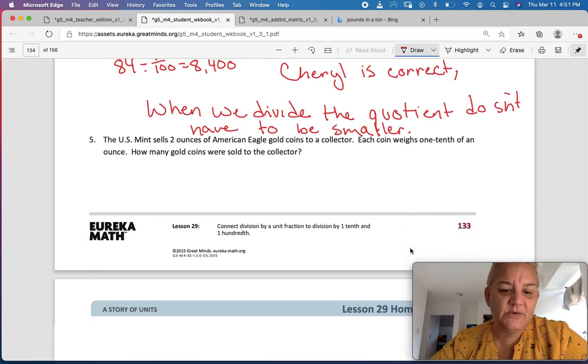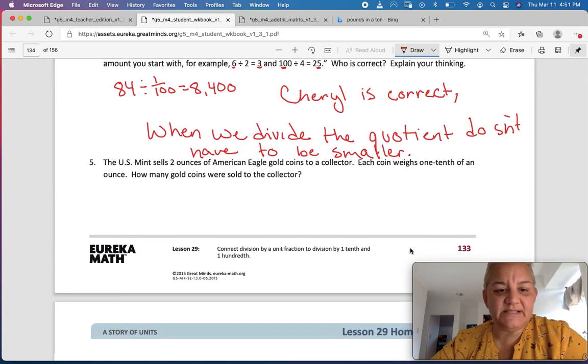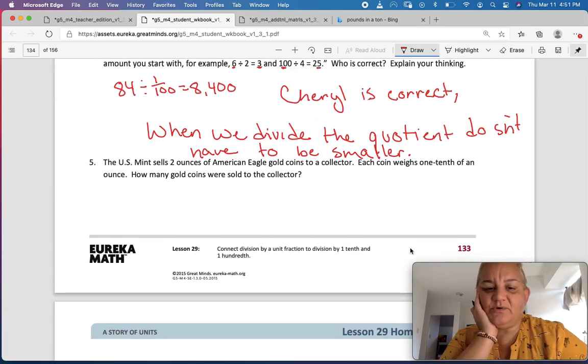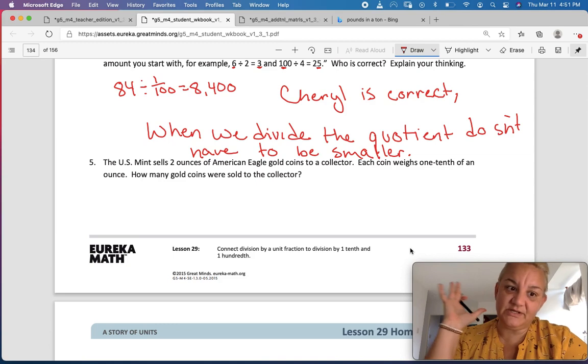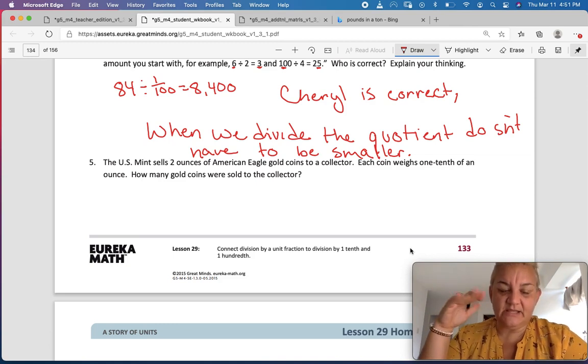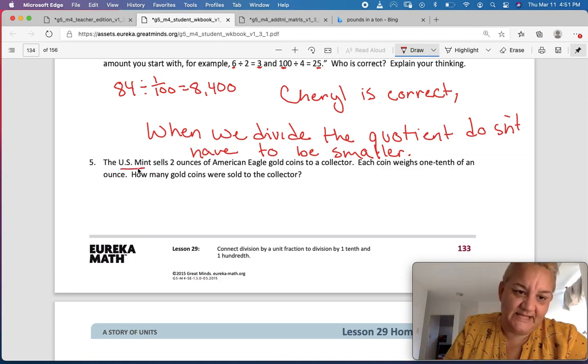Okay, the U.S. Mint sells 2 ounces of American Eagle gold coins to a collector. Okay, so in the United States, I'm going to explain this. The mint is the place that makes the money.